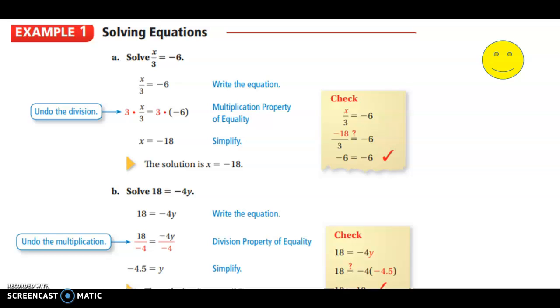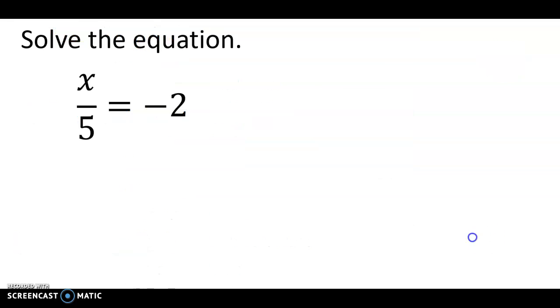So here's an example that you guys can look at from the book. So that's in your notes. So we're going to go ahead and work out a problem.